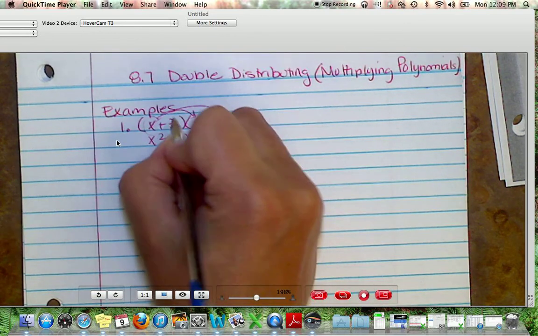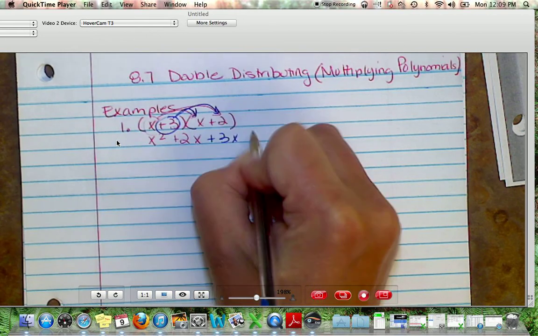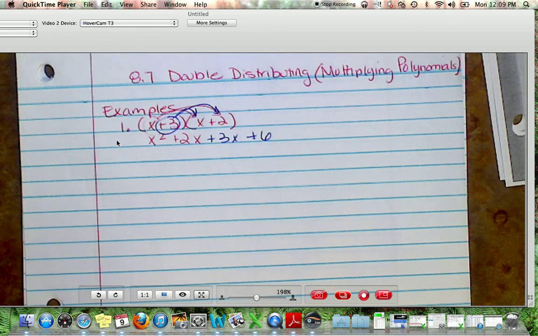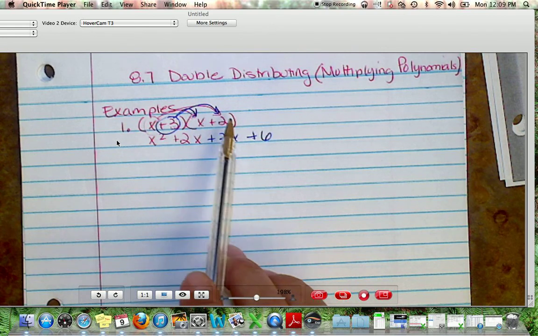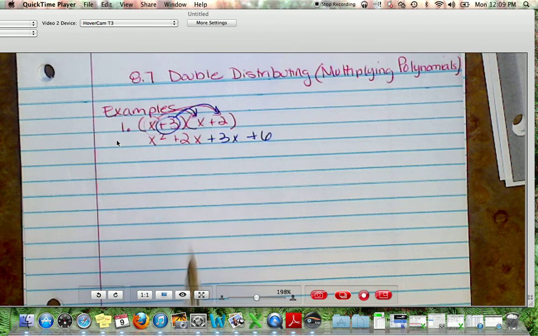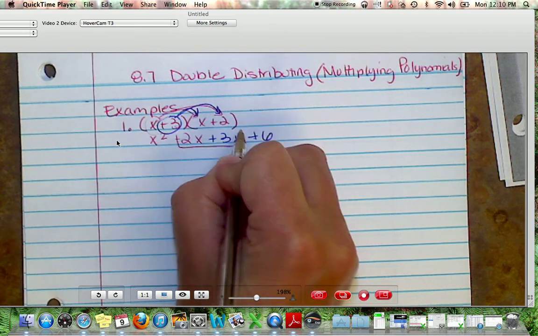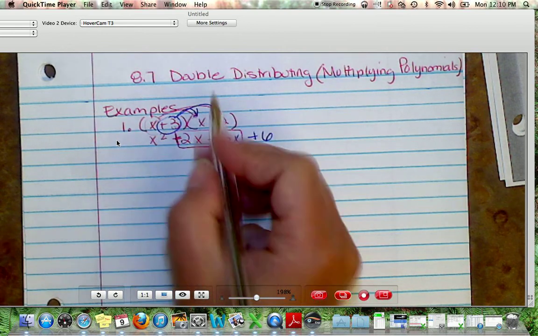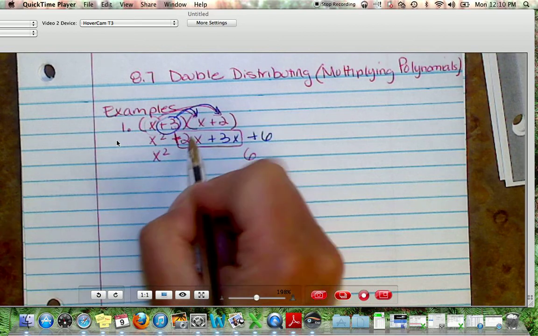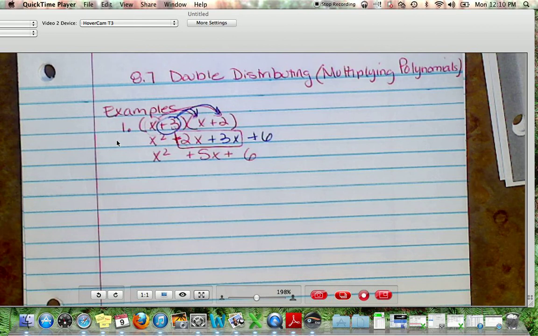But you also have to pass out a 3. So we do 3 times x would be 3x, and 3 times 2 would be 6. So it's called double distributing because you distribute the first term, and then you do the distribution again, but with a different term, in this case the 3. And then we have to look at that, and there are going to be terms that we can combine. Normally they'll be here in the middle. That doesn't happen every single time, but normally. So the x squared and the 6 will stay the same, but 2x plus 3x gives us 5x in the middle. All right? That's one way you can show it.